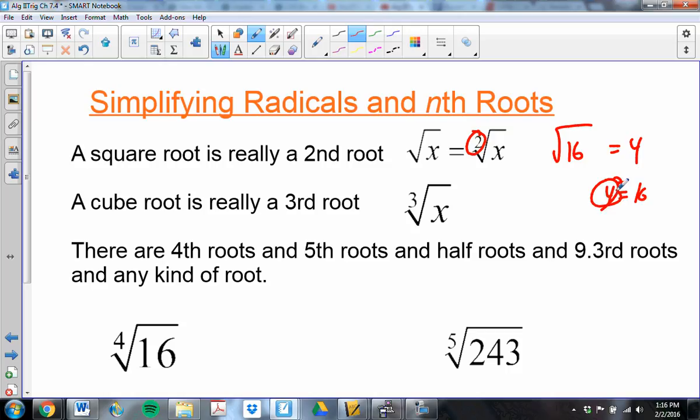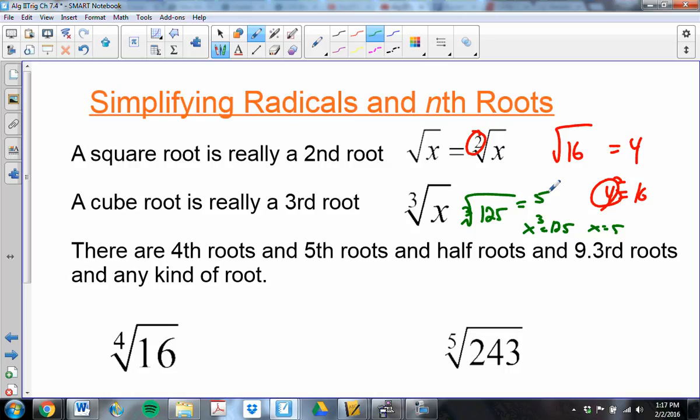Well, you could do a third root. Like if we asked for the third root of 125, that's really asking the question, what number times itself 3 times gets me 125? Well, that number is 5. So the third root of 125 is 5.